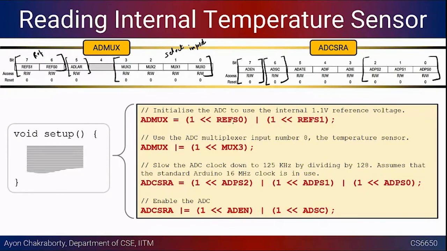So REF0 will have a bit value of, let's say, 6. So 1 will be shifted 6 times, and it will effectively put the value 1 here in the 7th bit or the 6th index. And same for REFS1, it will put a value of 1. So this 1 will be taken and this will be left shifted, right, on this side.